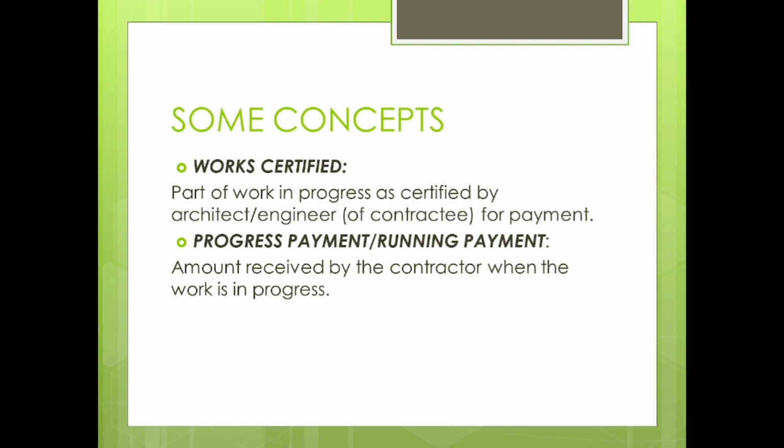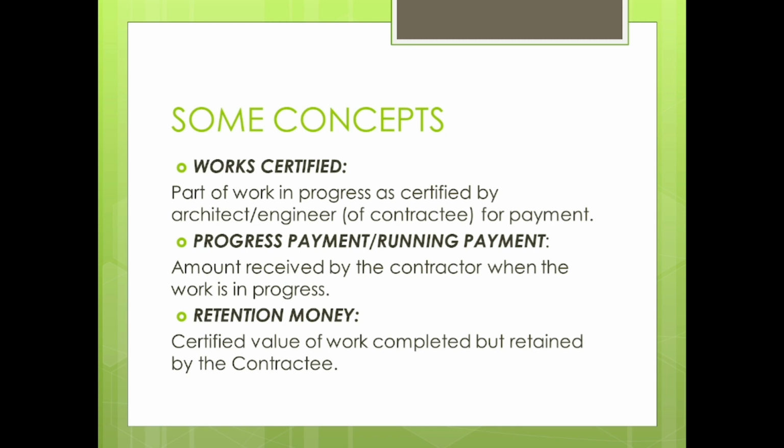But even if the work is certified by the engineer, whatever amount of work is certified, generally the contractee will not make the whole payment. He will retain some amount with himself. So this is called retention money. So what is retention money? Retention money is certified value of work completed but retained by the contractee. If you are confused between the progress payment or running payment and retention money, let's understand things in this manner. So work certified is 100. This means 100 is the value of the work the architect or the engineer has certified for payment, that the contractor may receive this much payment.